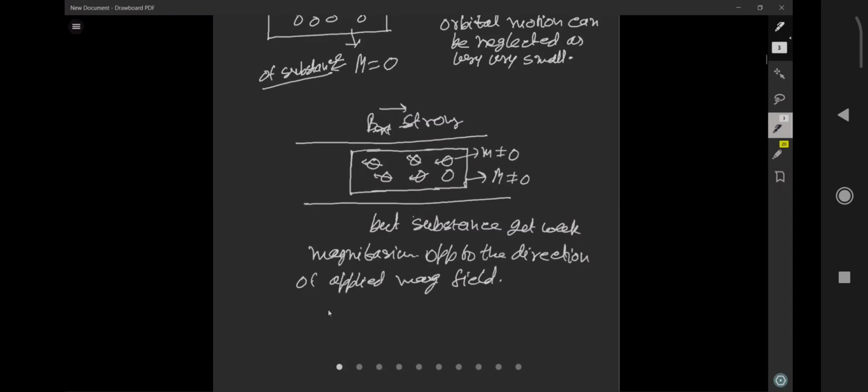You know, they were having a spinning motion. It means it is a moving charge. Now the moving charge inside a strong magnetic field will experience a magnetic force.